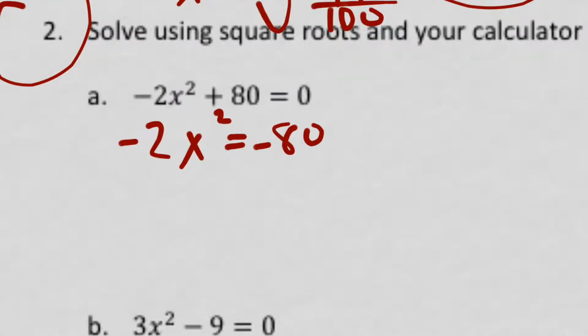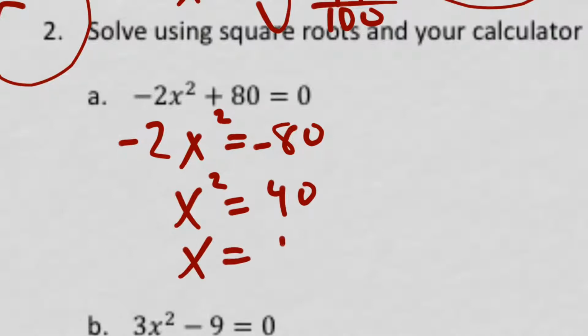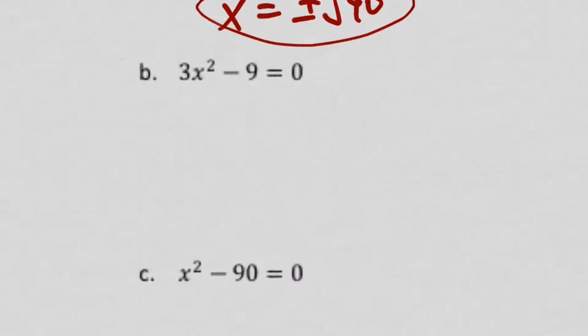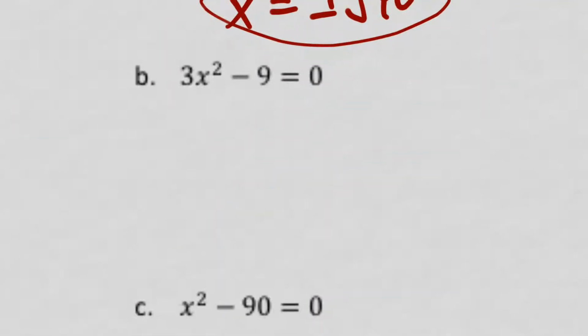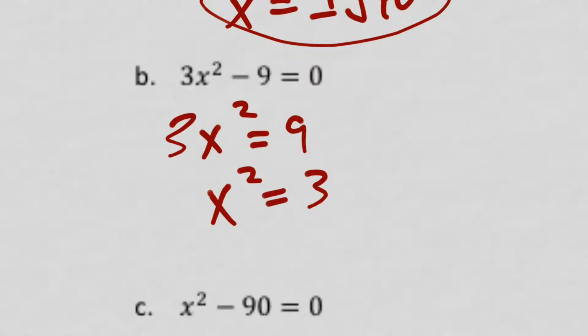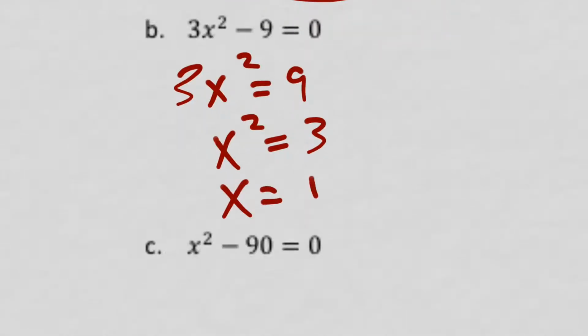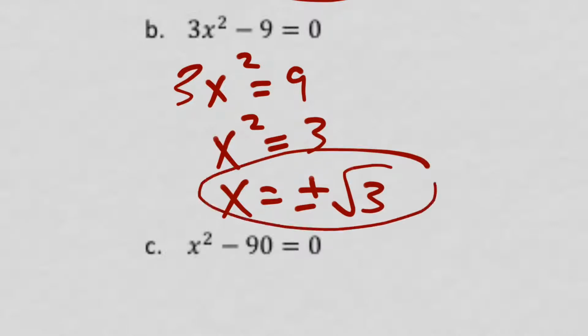I subtracted 80. Then I divided by 2. And then I square rooted 40. I don't know what the square root of 40 is off the top of my head, so I'm going to leave it like that. It isn't perfect, I can tell you that much. Divide by 3. And then square root, and you have plus and minus square root of 3.